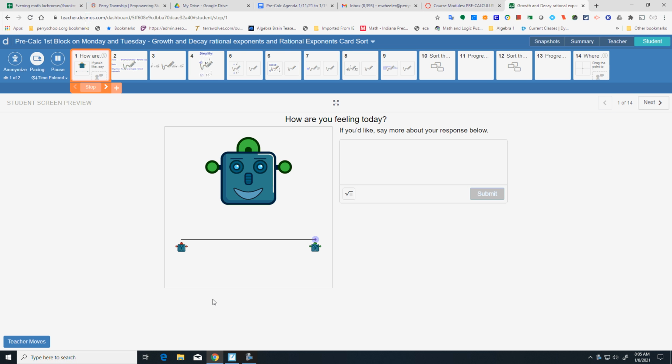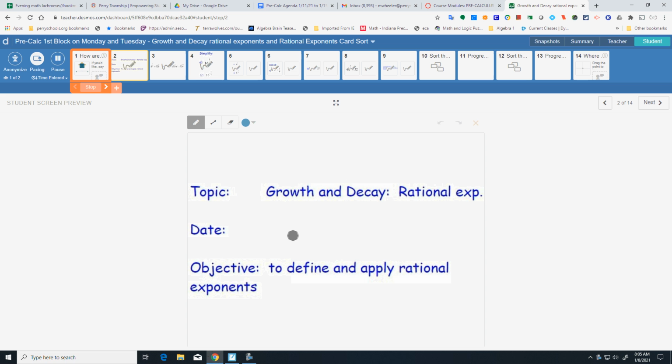All right, we're going to go over the 3.2 Desmos activity, which is rational exponents. Remember, a rational number is anything that can be expressed as a fraction. So here you can say how you're feeling today. Growth and decay, rational exponents. Your objective: define and apply rational exponents. Pretty much we're going to go between rational exponents and radicals, and solve some simple ones.